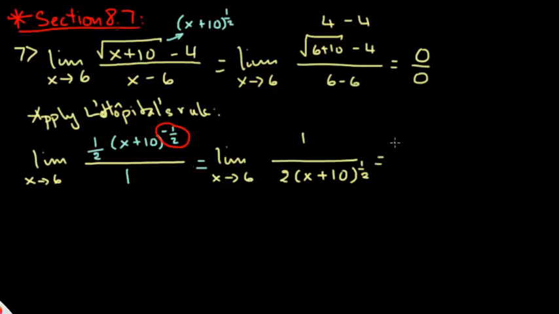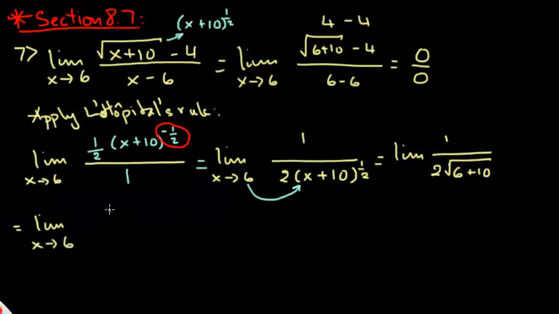Then we substitute x by 6, plugging in 6 at the x place. So we have 1 over 2 times the square root of 6 plus 10, which is the limit as x approaches 6 of 1 over 2 times the square root of 16, which is 1 over 2 times 4, which is 1/8. And it matches the answer we had before.